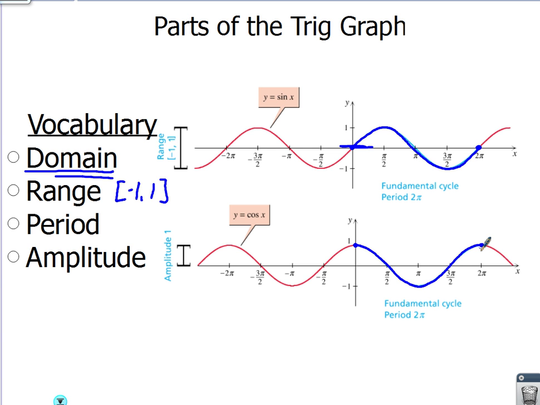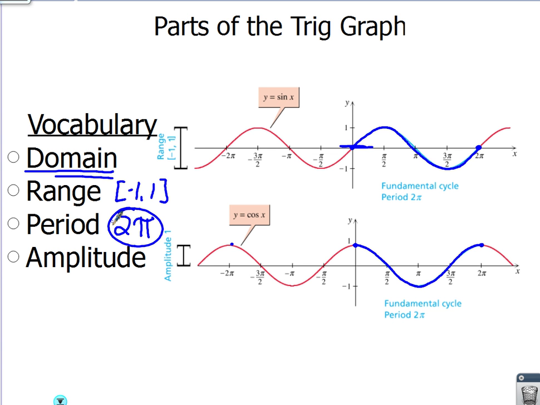Here you've got -2 pi. 2 pi's later, look, it's back at the same spot. So the period of your sine function and cosine function are both 2 pi. They repeat every 360 degrees.